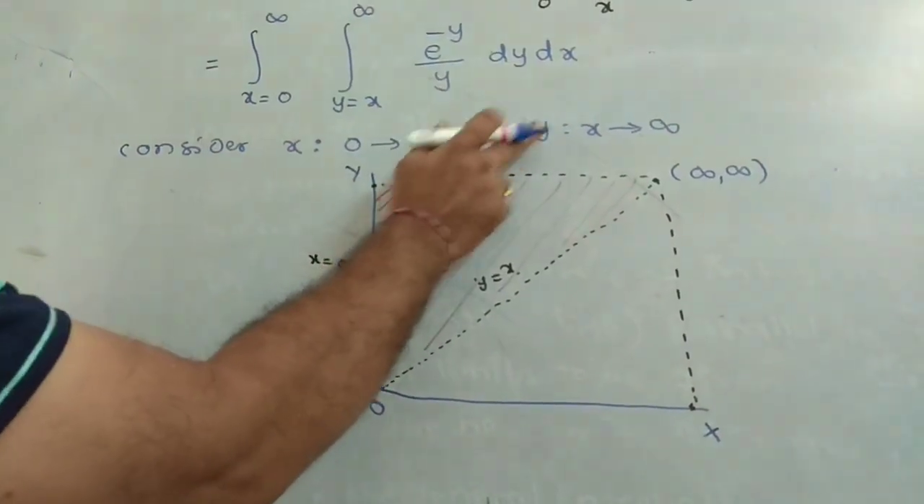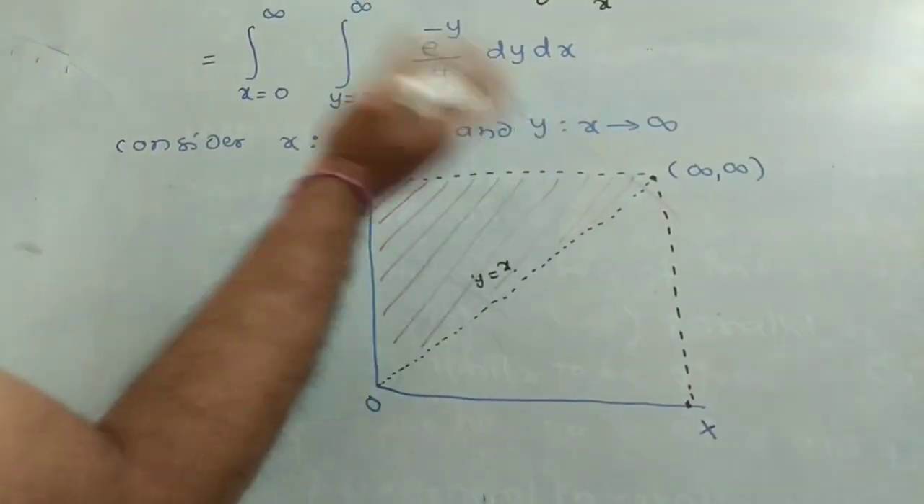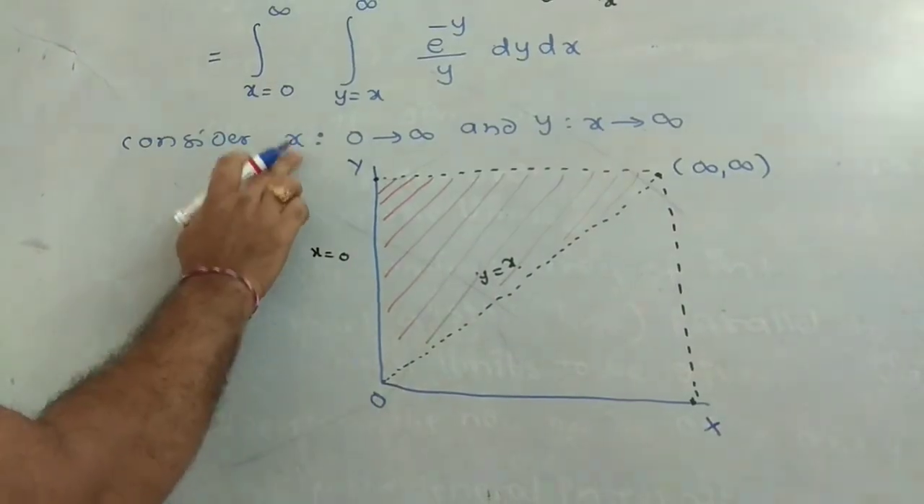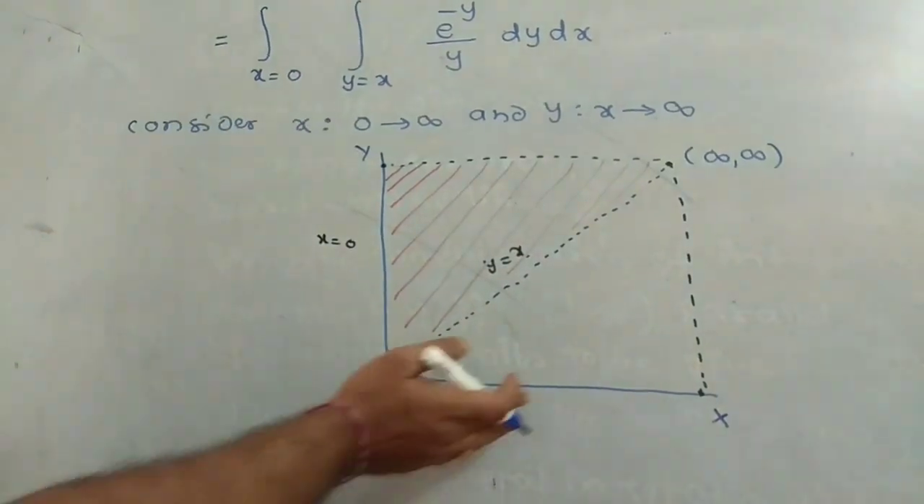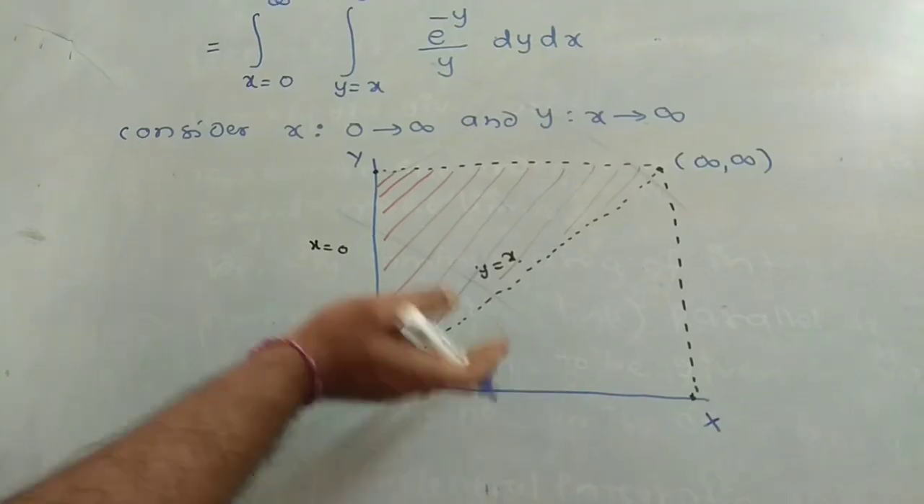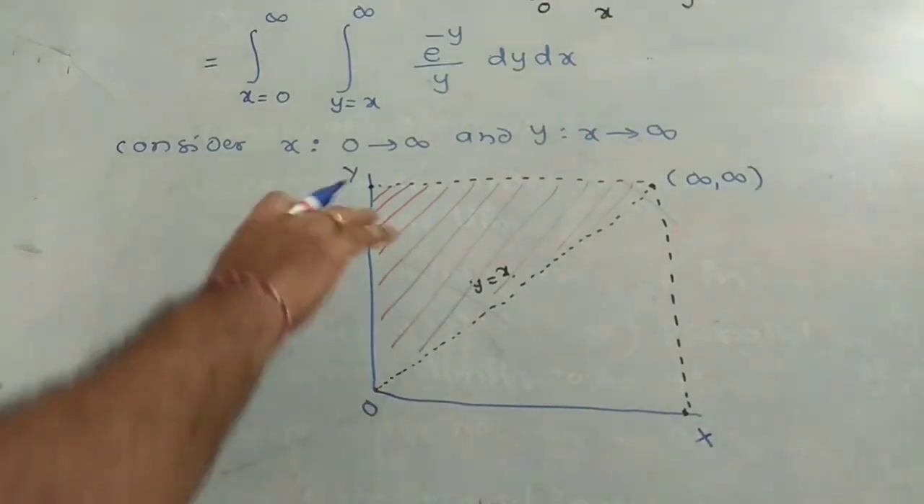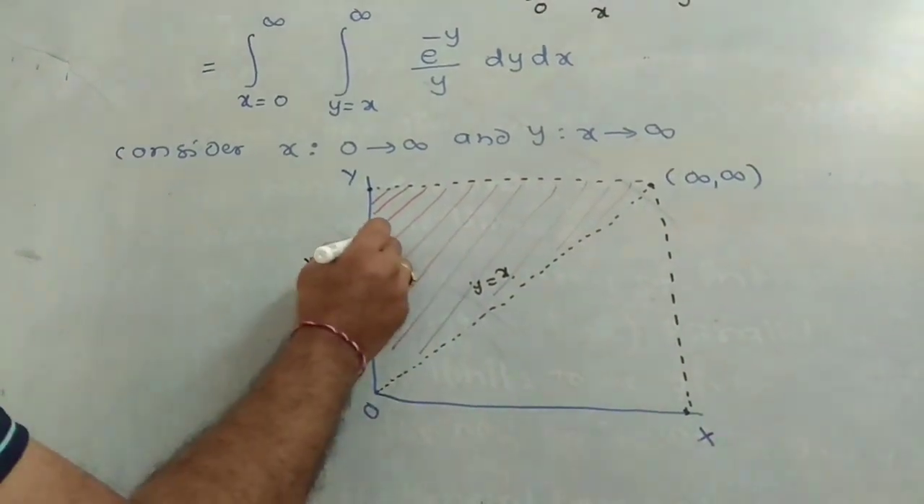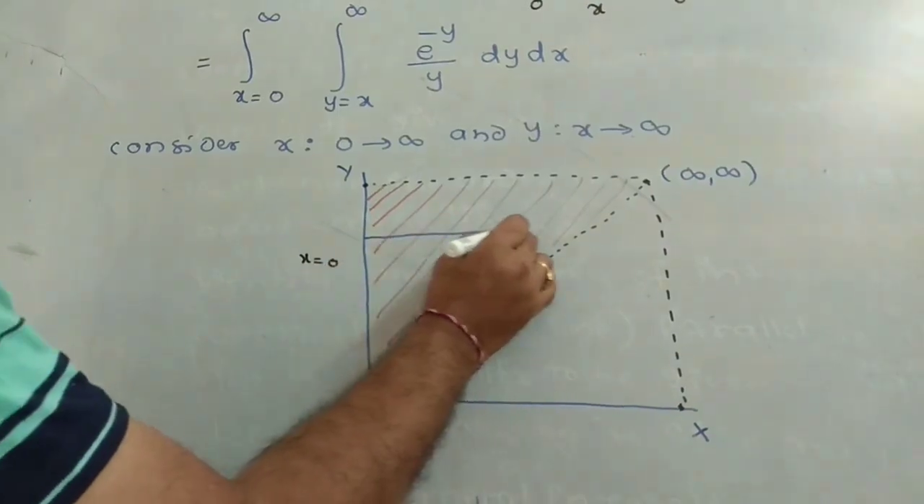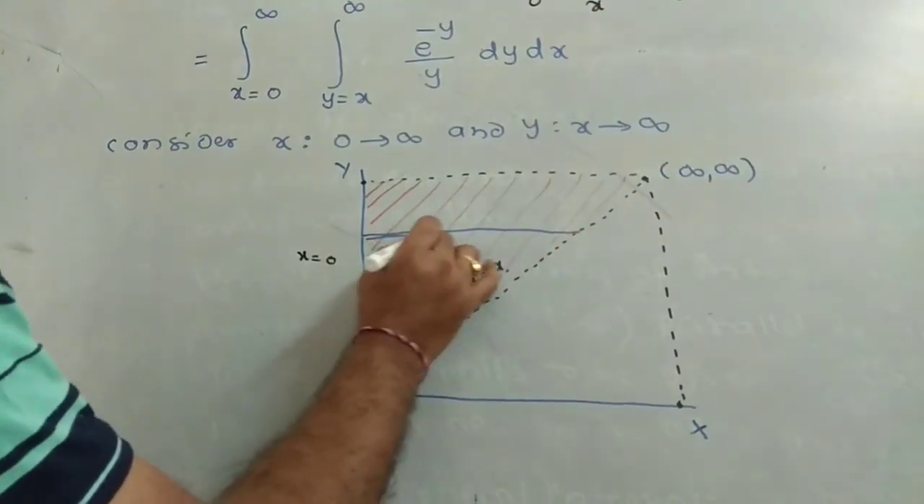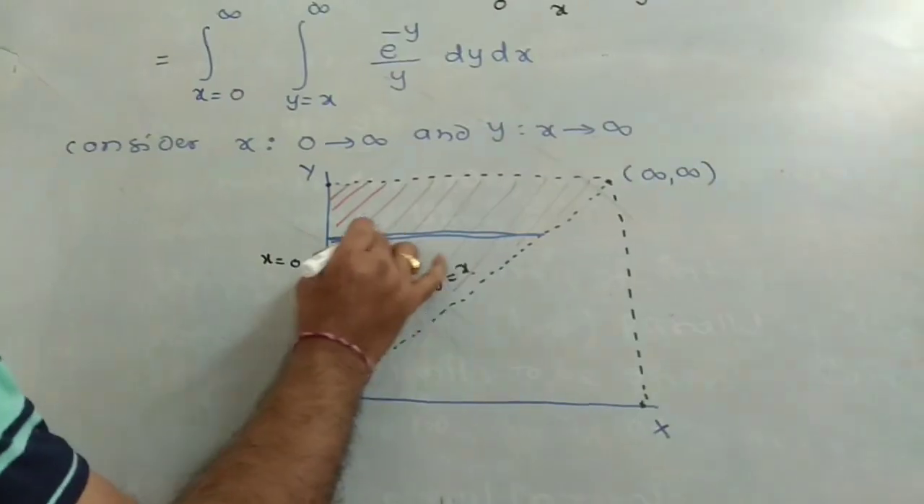Previously y is represented in variable. Now I am changing the order. X should be represented in variable. So for this x-axis you are representing in the variables. Corresponding to that only, you are constructing a strip parallel to x-axis. So I am just constructing a strip.